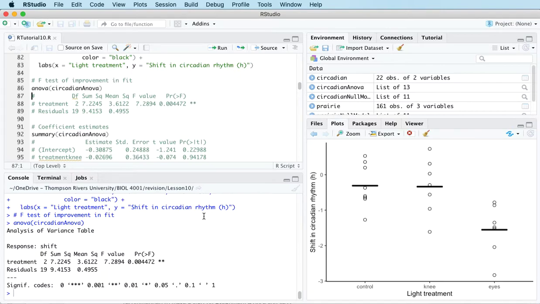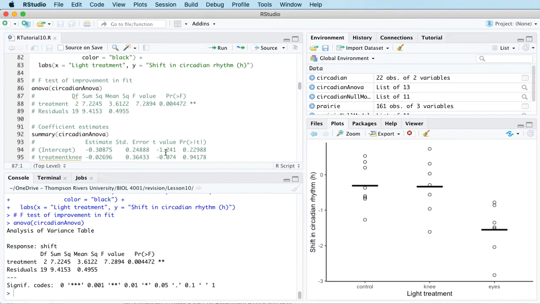So we're doing a hypothesis test here, so I'm going to lay out my 4 steps. My first step is to state the null and the alternative hypotheses. The null hypothesis is that the treatment means are all the same, so that would correspond to this model. Treatment means are all the same. And the alternative hypothesis is that the treatment means are not all the same, so that would correspond to this model.